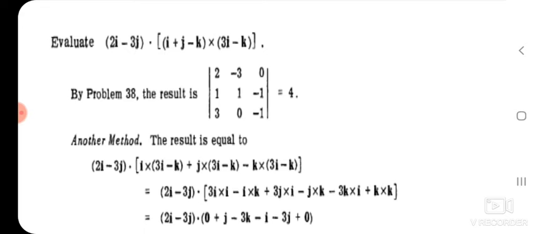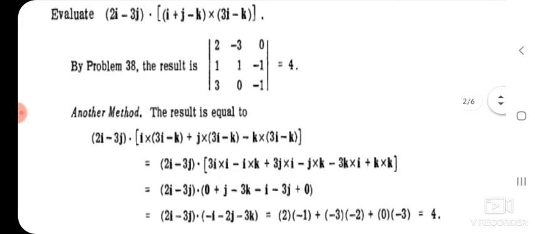If we solve this determinant, 2 into 1 minus 1 minus 0, that is minus 2 is there, then minus plus plus 3 into 1 minus 1, minus 1 plus 3, and the third one is 0 because 0 into something is 0. Then the value of the determinant is 4. Okay.